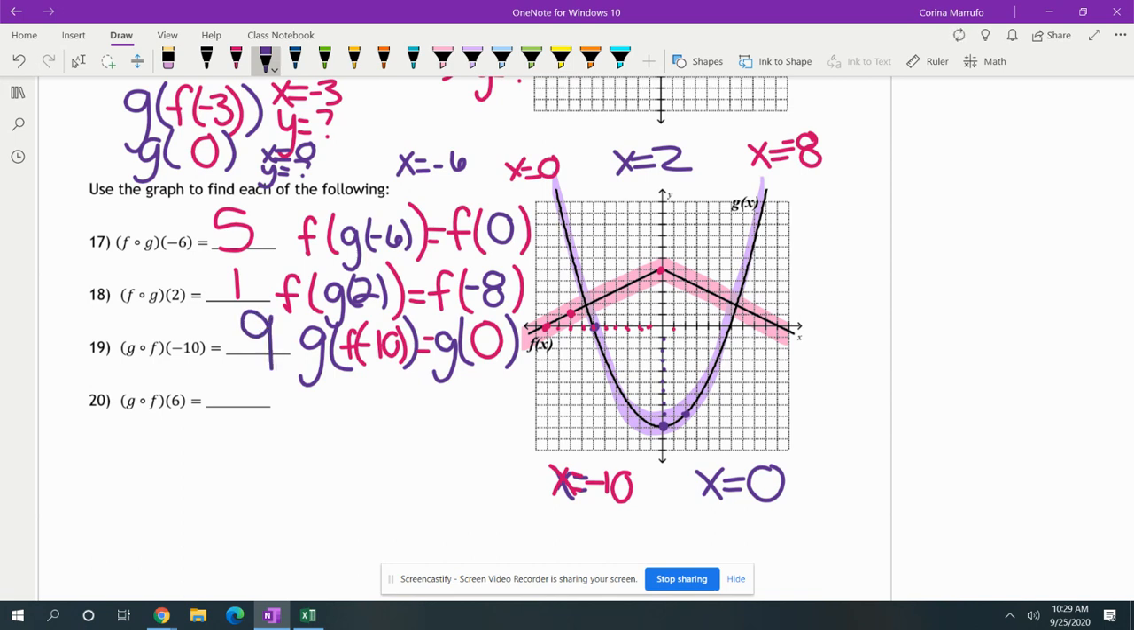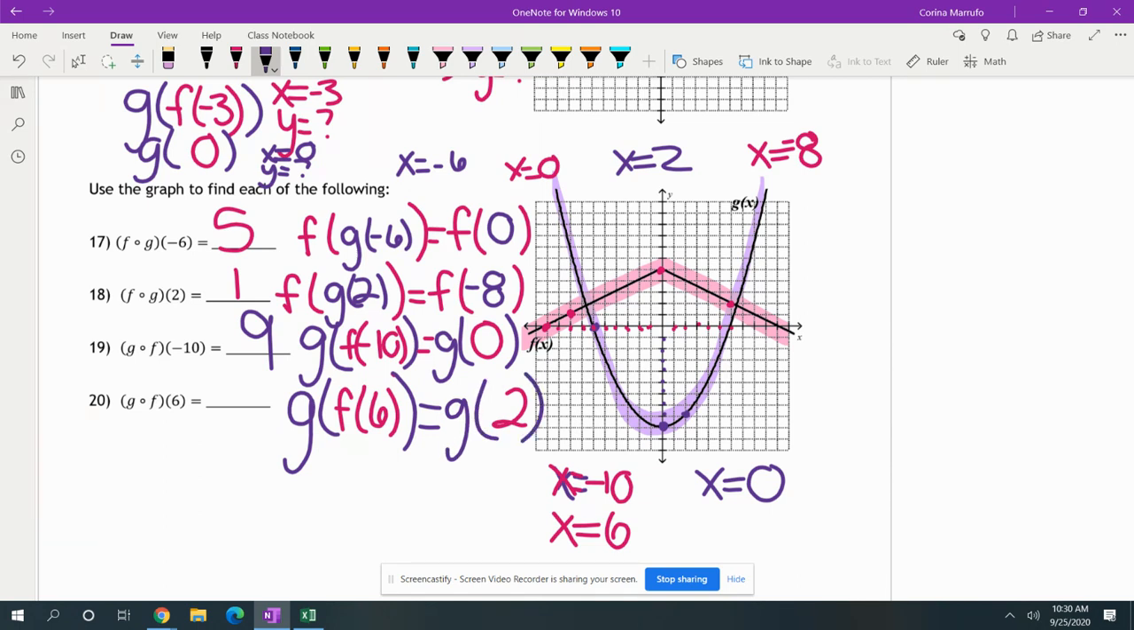And the last example, so g composite f of 6. So we're going to start off with our g function, and we are plugging in 6 instead of x into our f function. So we're going to check when x is equal to 6, what is my f function? So I'm going to check 1, 2, 3, 4, 5, 6. My f function is up here, which is positive 2. So they want us to find g of 2.